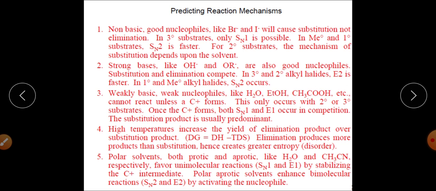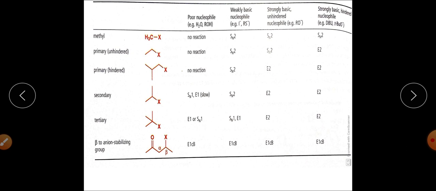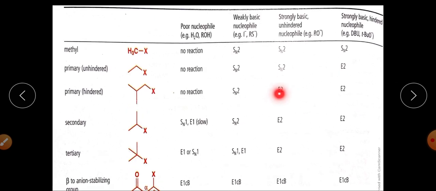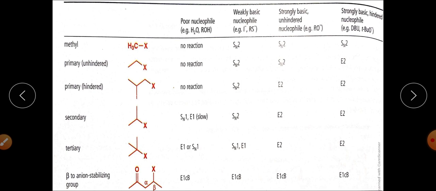So far we have learned about the factors that are affecting the rate of E1 and E2 reaction, and the parameters on which the elimination substitution ratio depends. Now on this screen you can see basically whether the reaction will proceed with SN1 mechanism, SN2 mechanism, E1 mechanism, E2 mechanism, or even E1CB mechanism. You can see this one on the screen, that for example we have taken different kind of the substrate.